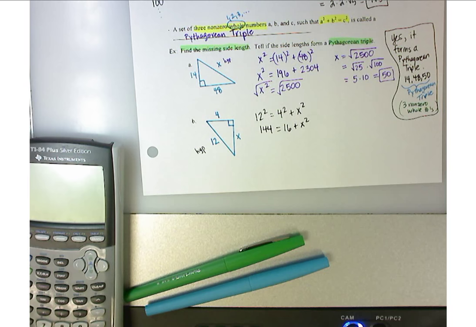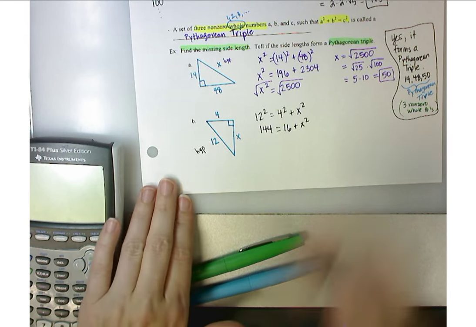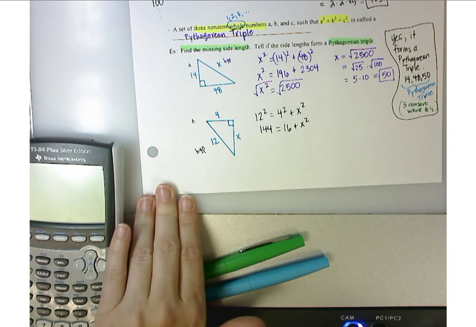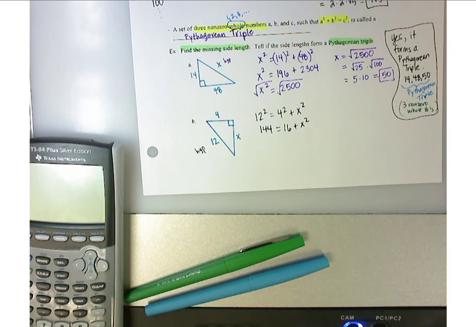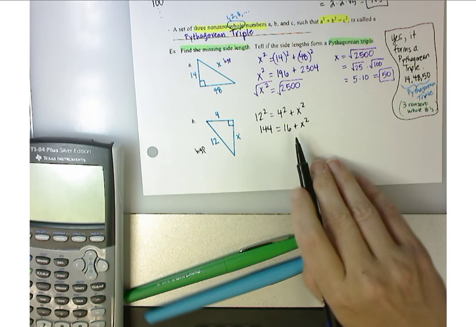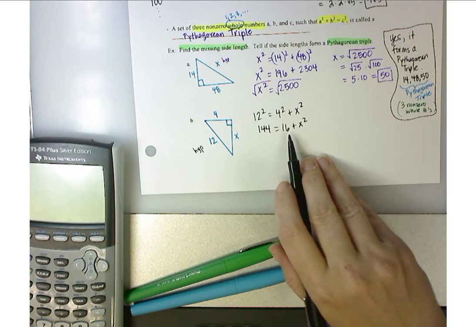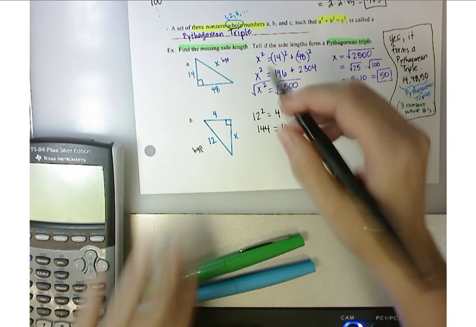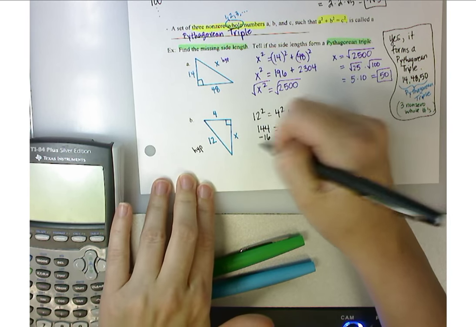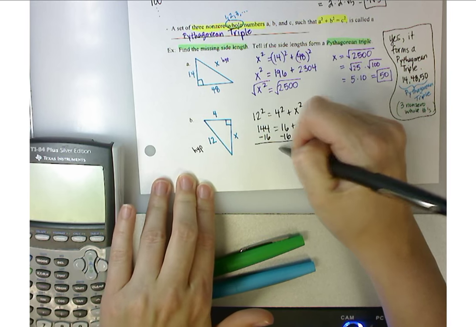So what I have to do now is solve for x. So I have to get x by itself. Chloe, what would I do first to get x by itself? That's what we're going to do second. Before you can square root it, see how you have the 16 added? You have to move that over. So how are you going to do that? Subtract 16 from 144. Yep, so you're going to subtract 16 from both sides.